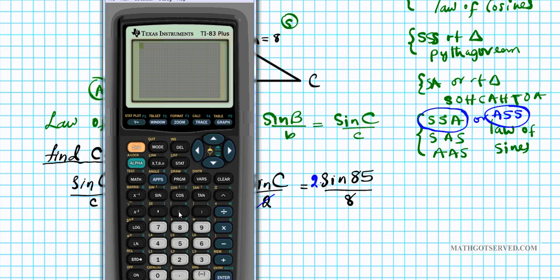So we're going to compute parenthesis 2 sine 85 divided by 8. And your answer is 0.66412. All right, so let's write that down. So sine C is approximately 0.66412. Now, how do we get C by itself?